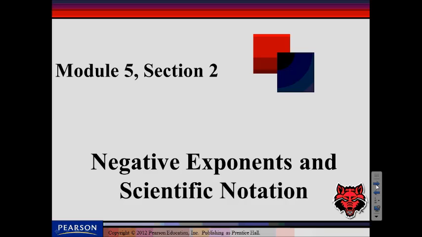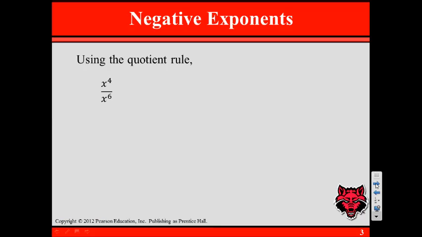Section 2, we will continue to look at properties of exponents as well as scientific notation. First, let's use the quotient rule to simplify x to the fourth over x to the sixth.